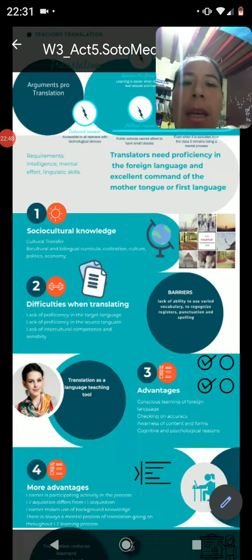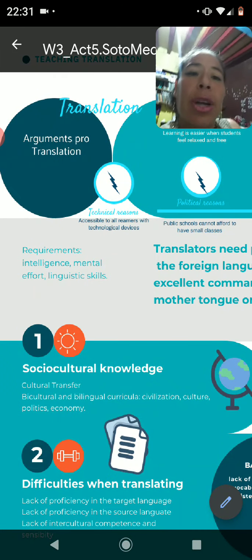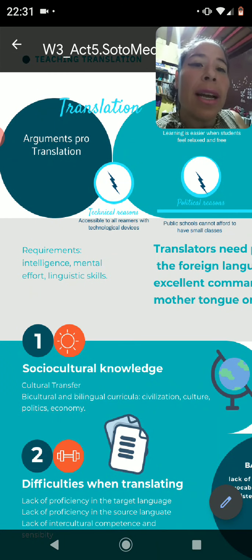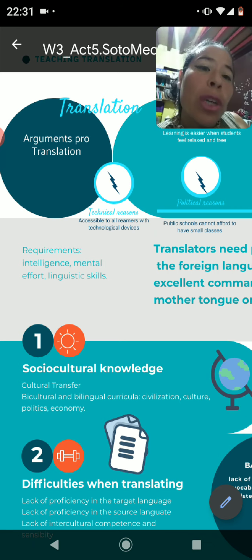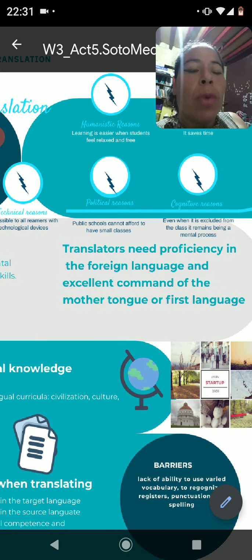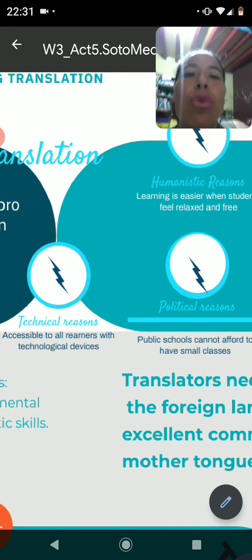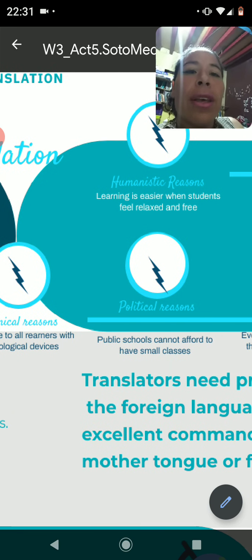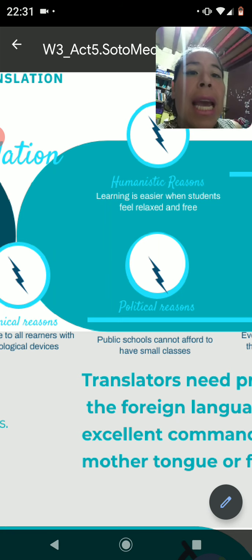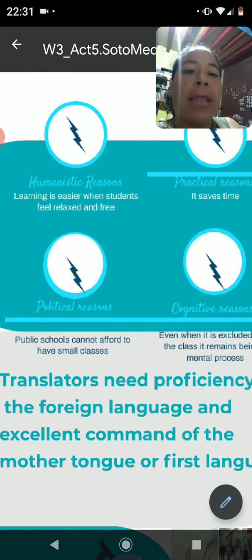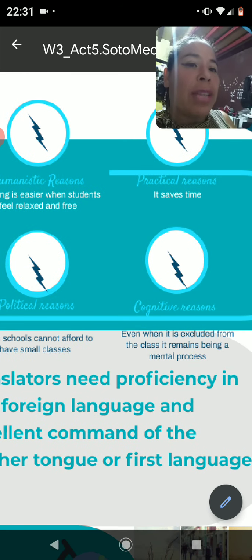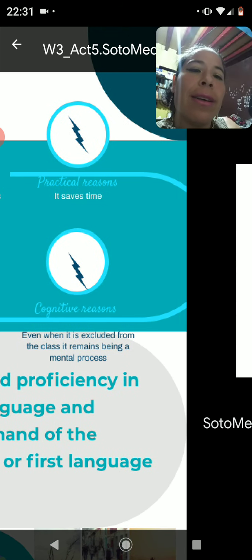For this part, we first of all have arguments for translation and arguments against translation. First, we are going to analyze the arguments for translation, or why we use translation as a teaching tool. Okay, for humanistic reasons, learning is easier when students feel relaxed and free, and so students sometimes, when they are speaking the target language all the time, feel frustrated, and that's the humanistic reason. Practical reasons, it saves time. There are arguments against this, but this is the reason.